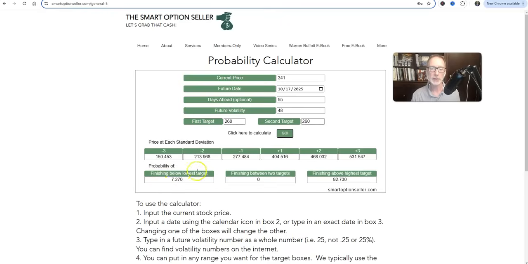So here's what it's telling us. There's only a 7.27% chance that Tesla's going to finish below 260 by the October expiration. Conversely, there's a 92.7% chance it will remain above 260. So you have to decide, what's my goal here? Am I here just to collect the cash, or would I be okay potentially buying shares of Tesla? If you're okay buying shares of Tesla at $260, you still have a 92.7% chance that's not going to happen.